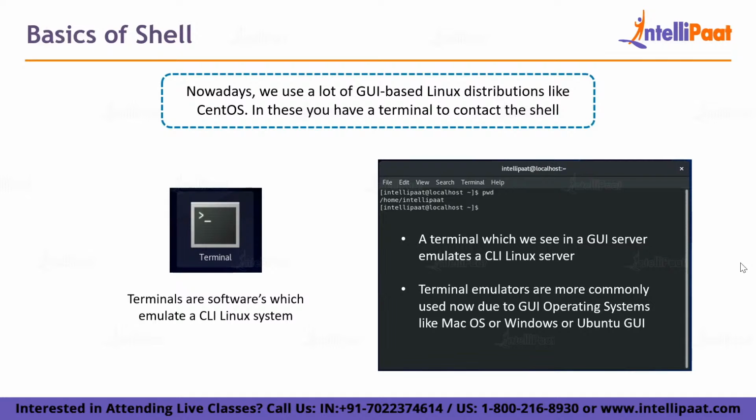So in a graphical operating system, how can you communicate with the kernel using a shell? To emulate the purpose of a server, the command line interface, all the GUI based Linux distributions have a terminal within them. A terminal is basically an emulator, or a duplicate, of a command line interface. If you click on the terminal, I think most of you would have seen this at least once. If you open the terminal in your GUI based Linux system, you will see a terminal like this.